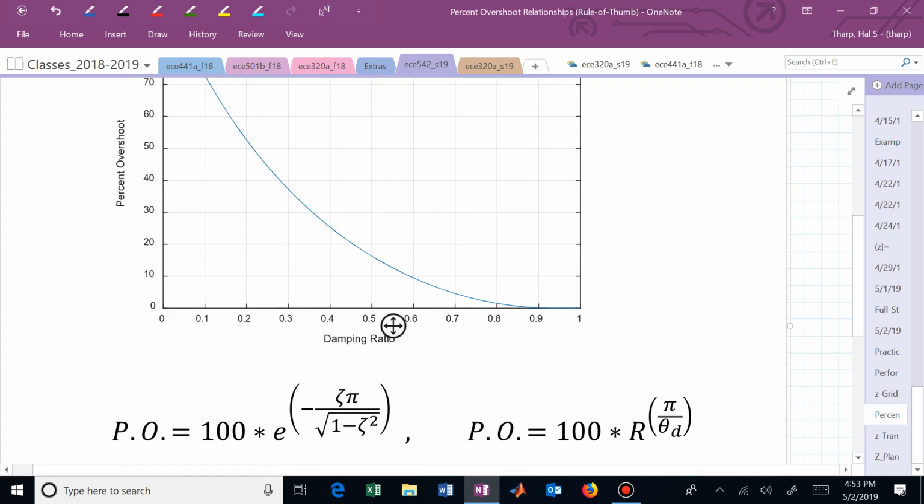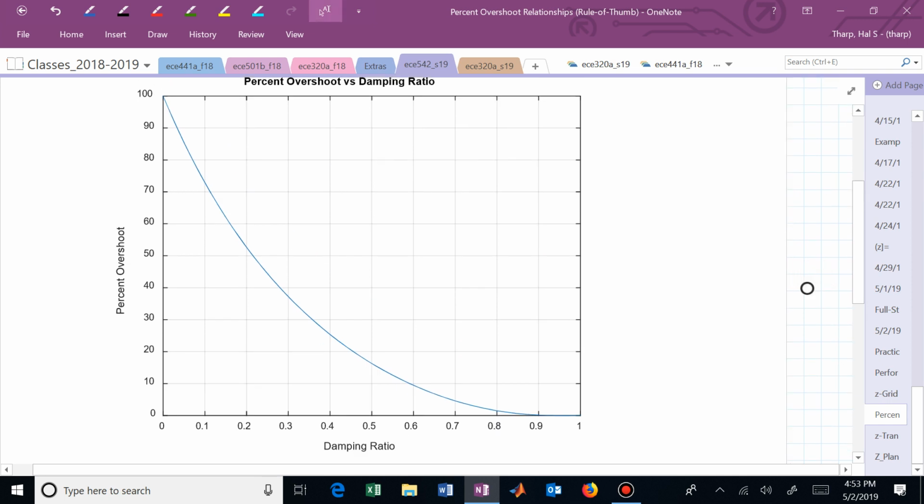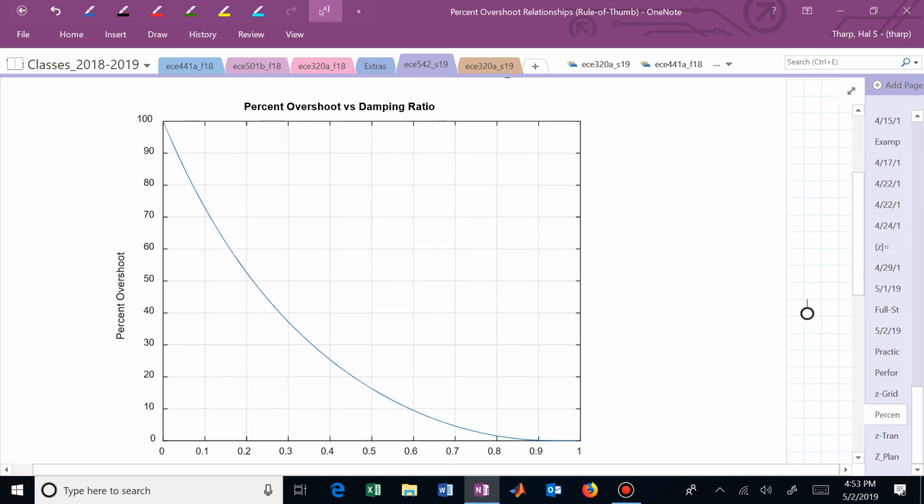Wow. I wasn't a Boy Scout, but I'm prepared today. Now, I might say I want a percent overshoot of 20% or less. You would then look at this chart and say, oh, that means he wants a zeta value of 0.45 and what? I want the percent overshoot to be 20% or less.